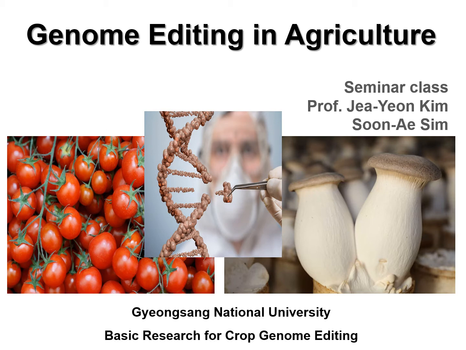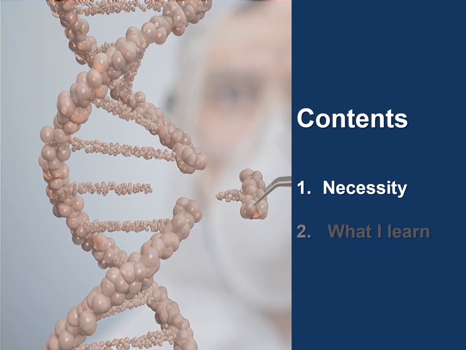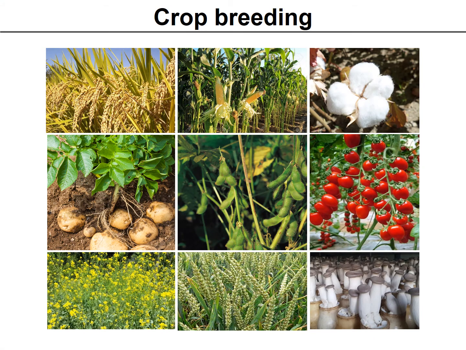I'm Simsune. I study in Professor Kim Jae-han's lab about plant genome editing in agriculture. Plant breeding is a science of changing the traits of a plant in order to produce desired characteristics. It has been used to improve the quality, nutrition, and products for humans and animals.